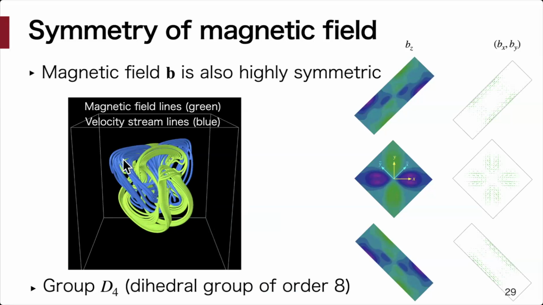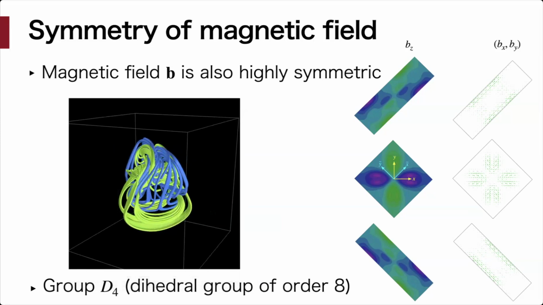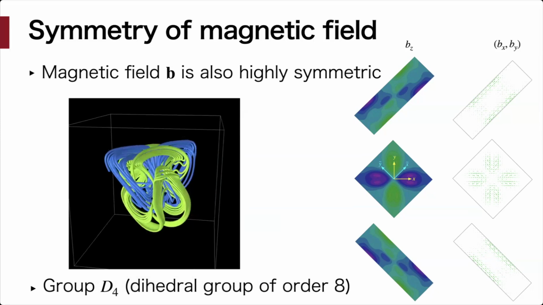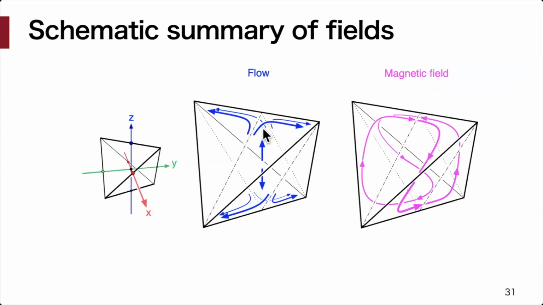And this is the visualization of the magnetic field, the green one, and the flow field or streamlines, the blue one. And let me show the structure of these fields. So they are combined in a very intriguing way, and they are very symmetric. And this is a schematic summary of the 2 fields. The flow is basically confined in one cell, and this one cell or quadrant has a rotation symmetry about the vertical direction. The magnetic field also has symmetry, but the transformation is different, though it has the same number of symmetries. And the structure of the magnetic field is summarized like this.